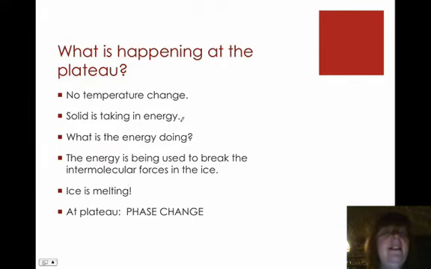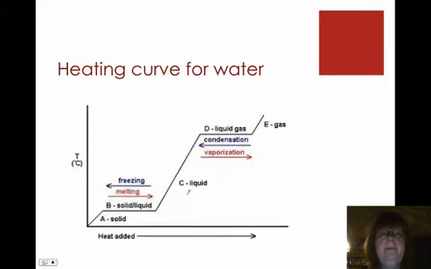The solid is still taking in energy, but what is that energy doing? The energy is being used to break the intermolecular forces in the ice. So the ice is melting. So we have phase changes at the plateau.